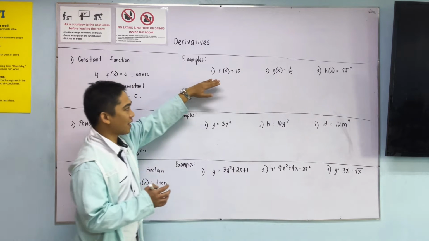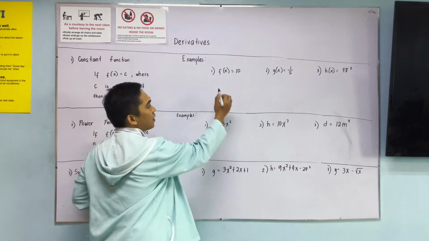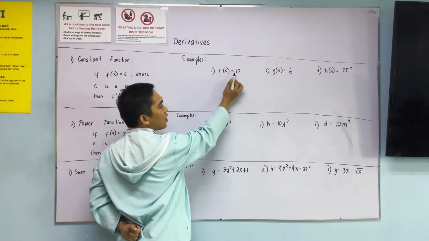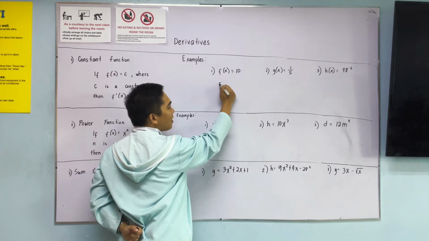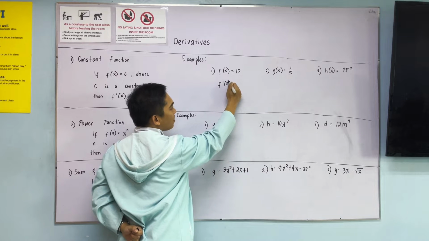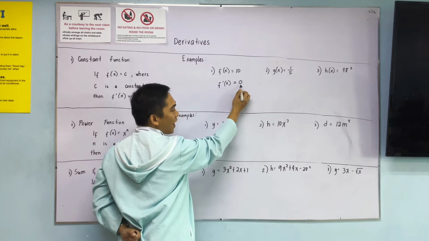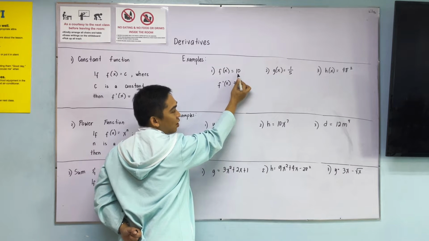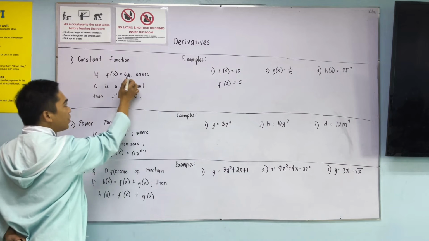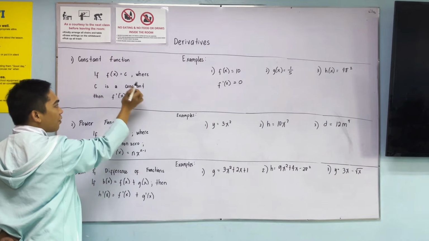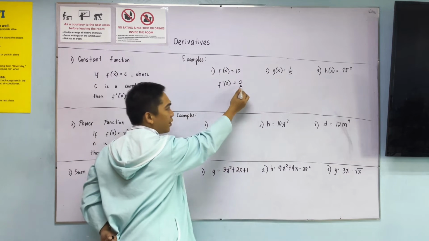To illustrate, let's have example number 1. f of x is equal to 10. To get the derivative of f of x, that is equal to 0. Why? Because 10 here is a constant. And according to our rule, the derivative of any constant is equal to 0.